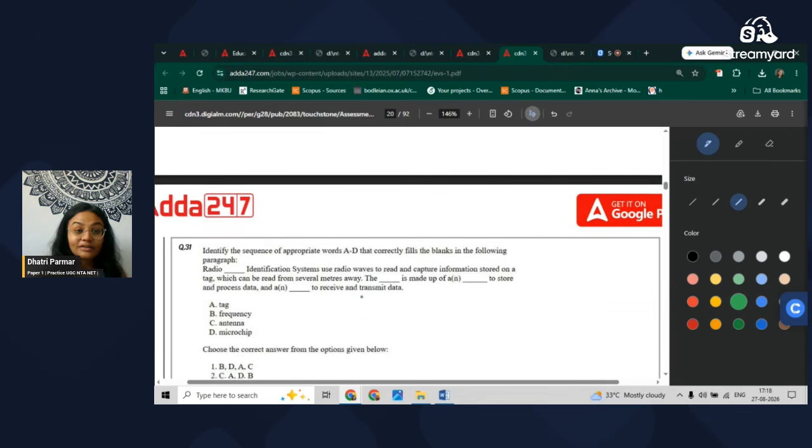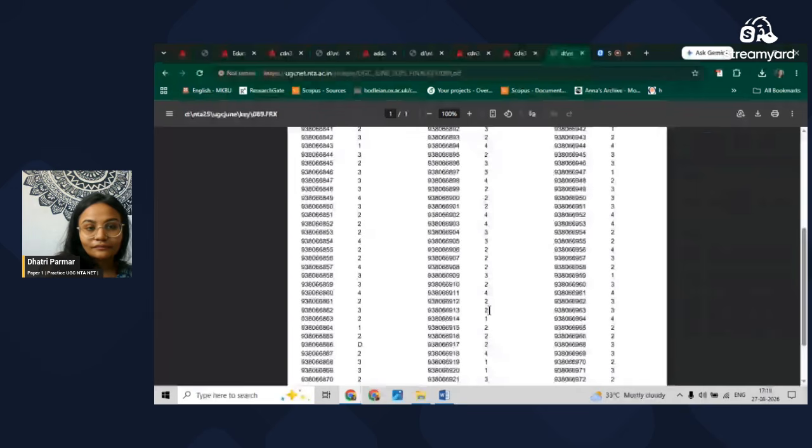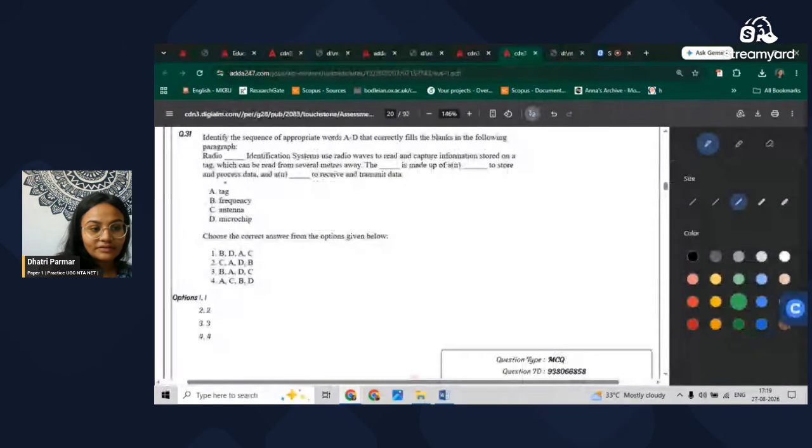Identify the sequence of A to D. Okay. Radio frequency identification system uses radio waves to read and capture information stored on a tag, which can be read from several meters away. The blank is made up of a blank to store the processed data and a blank to receive and transmit data. So that would be microchip. Of course, without that we cannot get the tag. That should be there in the tag as well. So frequency is the first one, frequency identification.